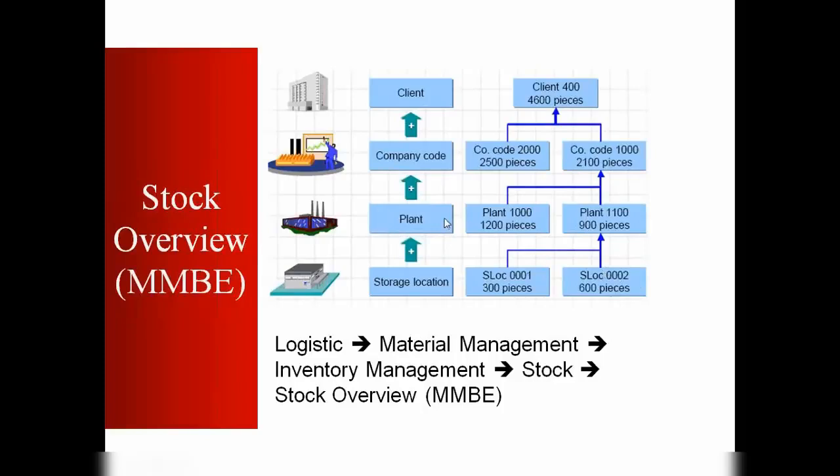But when you see the stock from the plant level, what is the stock in the plant? It's 900, 300 and 600. What is the stock at the company code? It will be 2100 because it's adding all the plants here. What is the stock at the client? The client will add all the company codes and everything linked to them directly, like plants and storage locations. So it depends from which level you see the stock. Okay, so let's see this practically.